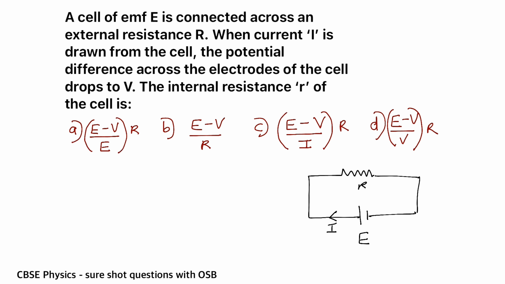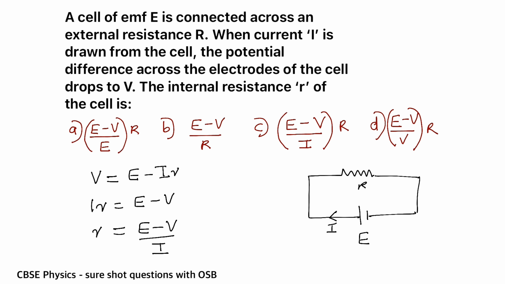Now, when current is taken from the battery, we know the equation for V is: terminal voltage is equal to E minus Ir. During discharge, when current is taken from the battery, the terminal voltage is E minus Ir. So Ir is equal to E minus V. We are supposed to find r, so r is E minus V by I. But there is no option like that.